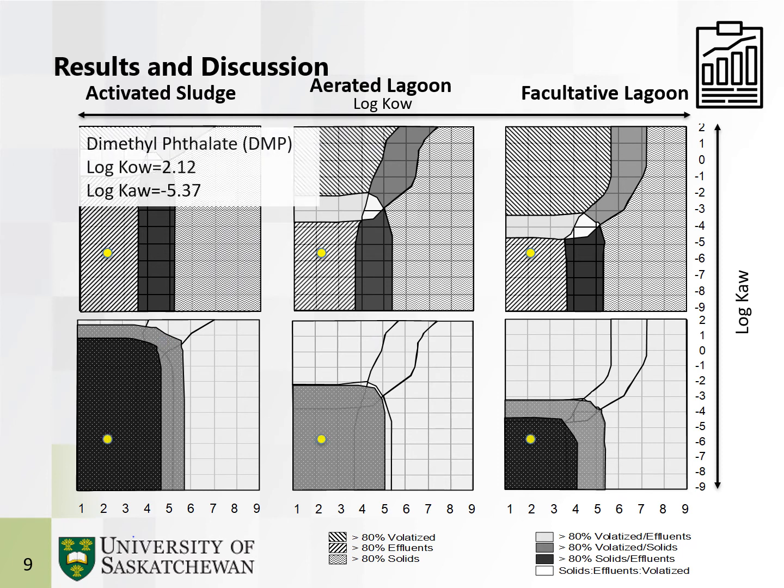For dimethyl phthalate, a water-soluble chemical applied in the production of plastics, DMP is found almost exclusively in the effluent for all three treatment systems in the absence of biodegradation. DMP would be mostly freely dissolved, so it is available for biodegradation. With the inclusion of biodegradation, approximately all of the DMP would be lost due to biodegradation in the activated sludge type system and facultative lagoon processes.